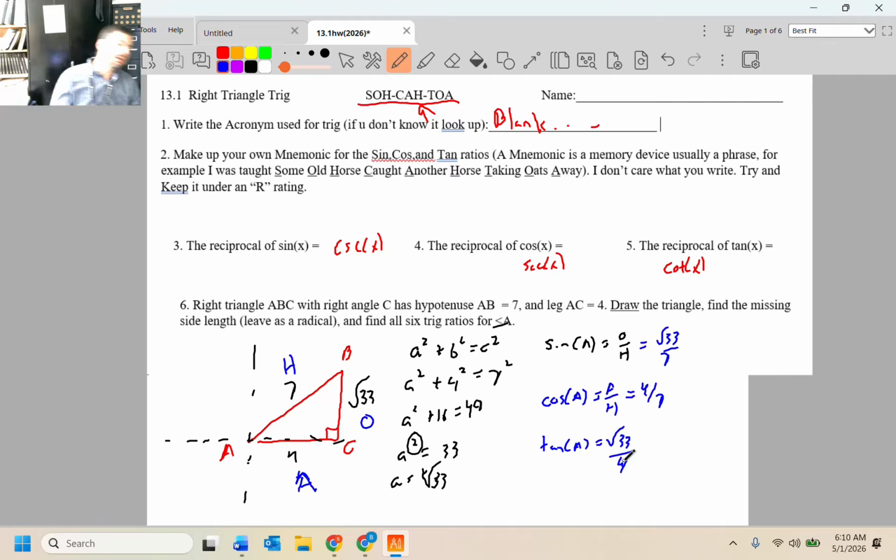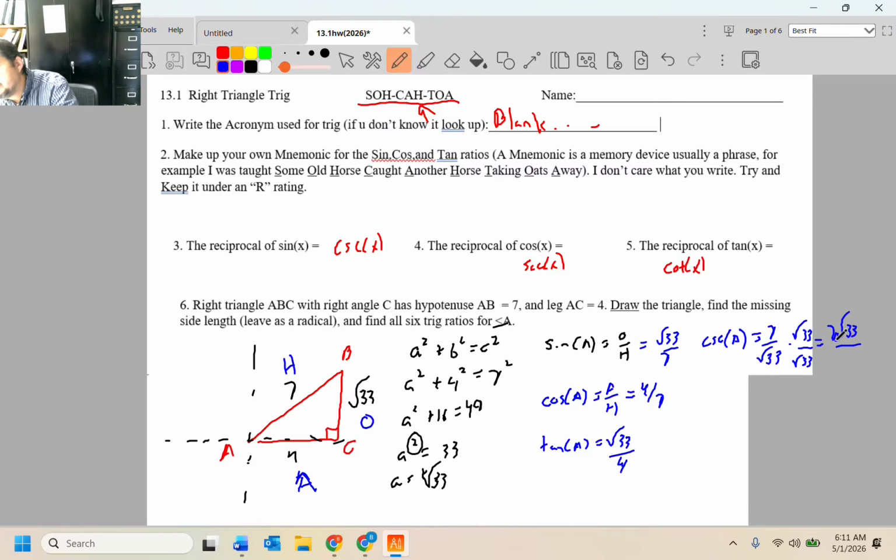Now, here comes the fun part, the reciprocals. If I want cosecant, I flip sine, and I get 7 over root 33. But then, somebody in the 1600s said no radicals in the denominator, so I multiply the top and bottom by root 33. I need to look up that person's name. Root 33 times root 33 is 33, so the simplified form is 7 root 33 over 33.